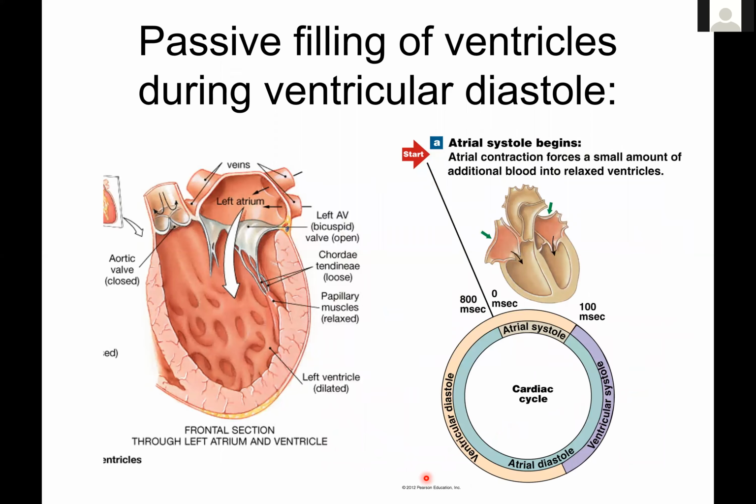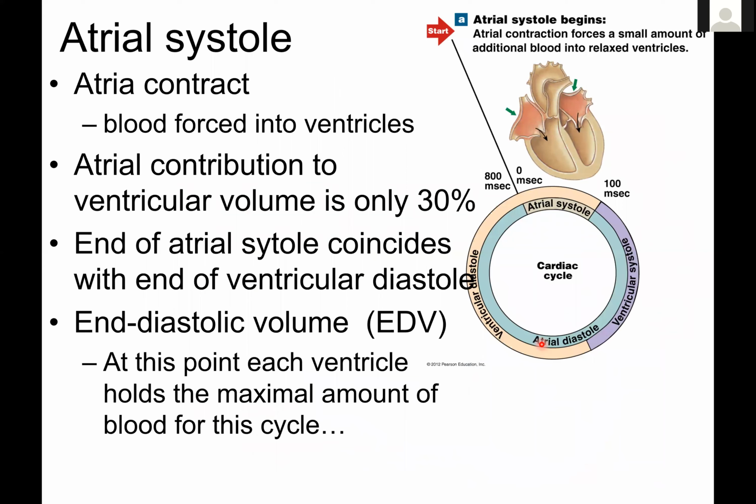Okay, so I talked about passive filling a bunch before. I just want to recapitulate it. Most ventricular filling is passive, and that's because atrial diastole and relaxation lasts a long time. Atrial systole is pretty short, and it only accounts for the very last little bit of blood making it into the ventricles. So that contribution amounts to only about 30% in actuality.